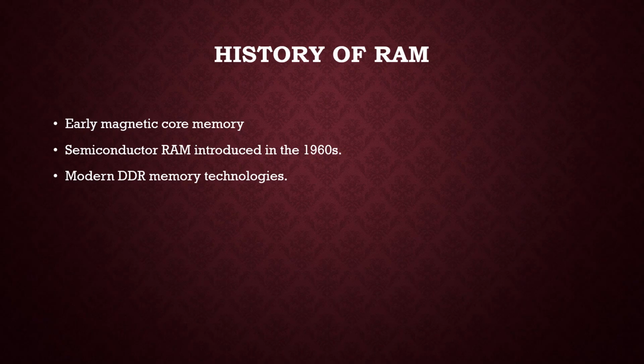Again, the history of RAM. Early magnetic core memory. So what is the history of RAM? It was actually made up of early magnetic core memory, and then semiconductor RAM was introduced in the 1960s, and modern DDR memory technologies were also introduced.